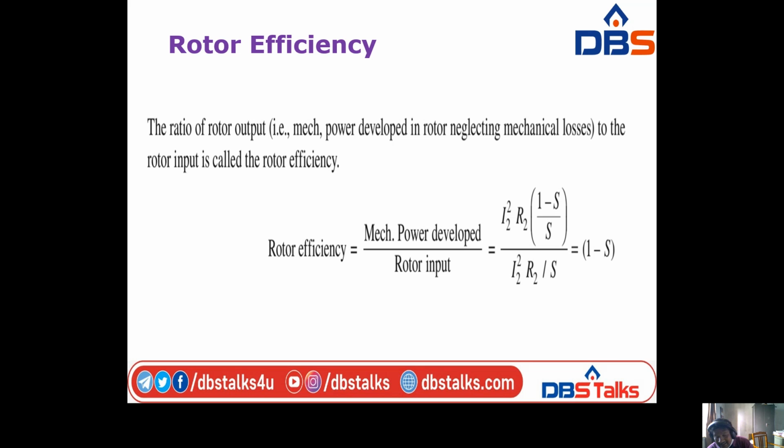Suppose you are finding the condition for maximum torque, you get the condition R2 is equal to sX2. Put that value in the full load torque equation, and you get the maximum torque equation, that is T is equal to 3 by 2 pi Ns, E2 square by 2X2. So maximum torque does not depend upon the rotor resistance, but starting torque does depend upon the rotor resistance. That's why the slip ring induction motor has more starting torque compared to the squirrel cage induction motor.